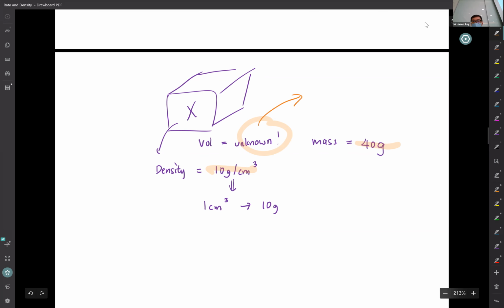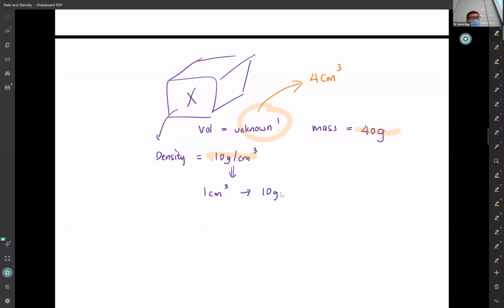I will pause the video here. So it's very good. All of you could get the answer. It's actually 4 cm cube. So how do you figure this out? If you know that every cm cube is 10 grams, and given 40 grams, you can do basic mathematics and then work backwards to say, okay, this must have been 4 cm cube. Understand this now?